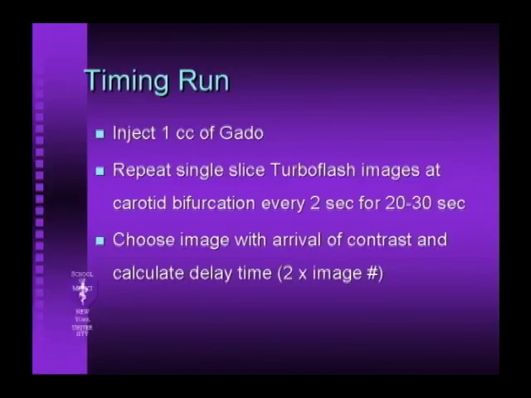The idea is just to find the point in time when the contrast arrives at the carotid bifurcation in the neck, and then you do a short calculation here, 2 seconds times that image, and that tells you your delay time. I will tell you, if you want to cheat, in most patients the delay time is about 18 seconds. It takes about 18 seconds from the time you start injecting, and by the way, these are all with a power injector, to the time that the contrast is at the carotid artery. Between 16 and 20 seconds, in that range.